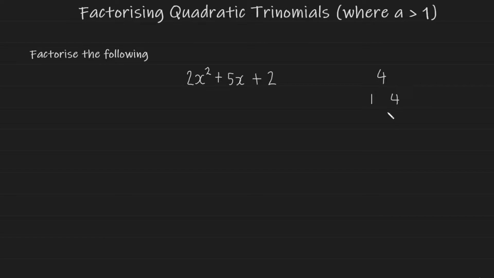What you do next is you take this 1 and the 4 and you rewrite the central term, plus 5x, as plus x and plus 4x. So let me show you how that looks. 2x squared plus x plus 4x plus 2. So as you can see, this plus 5x has been rewritten as plus 1x plus 4x, which is essentially the factors that we found over here of 4.